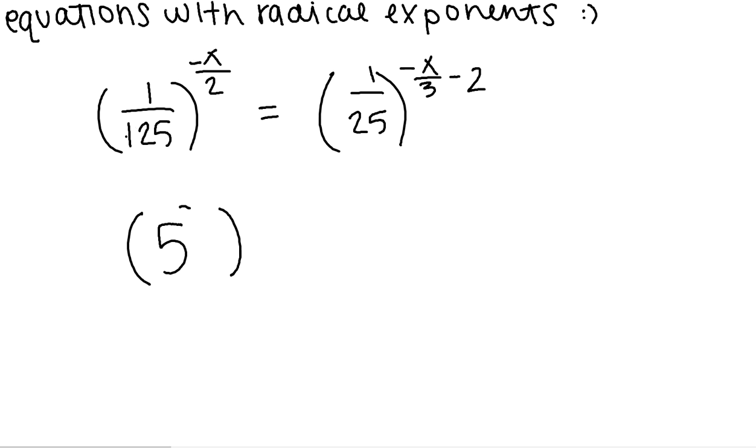So that's good. Next thing I need to know is, what number would I use to get from 5 to 125? Well, 5 times 5 is 25, and 25 times 5 is 125. So 3 would be the magic number.